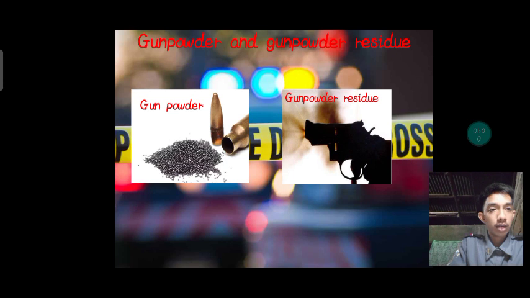And then yung gunpowder residue naman contains burned particles such as potassium nitrate and some unburned particles such as potassium nitrate. And for the decades, criminal investigators collected these particles by applying melted paraffin wax to a subject hand.